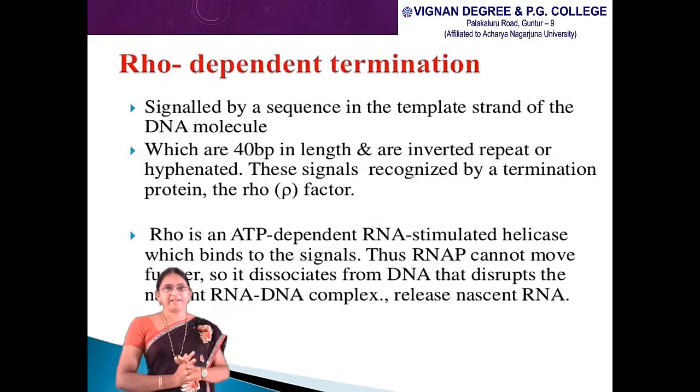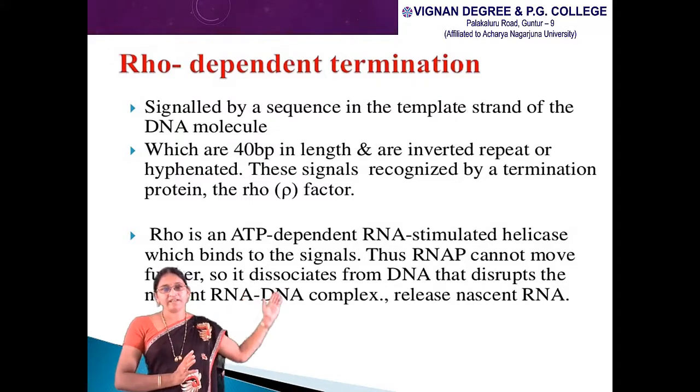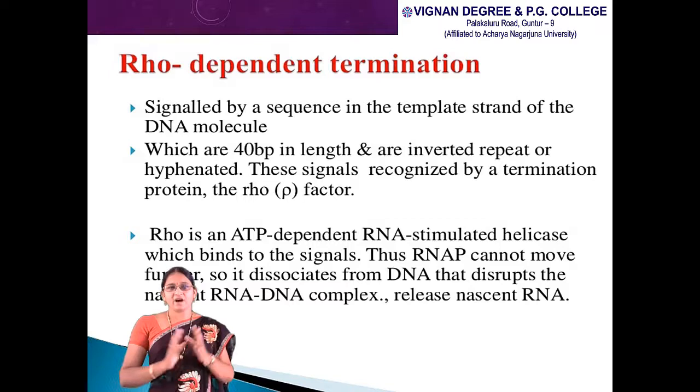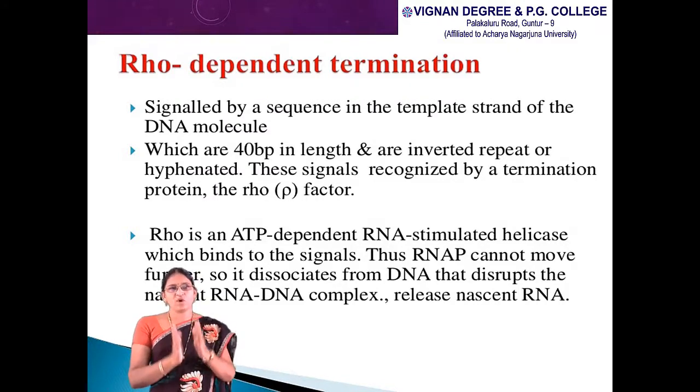Coming to Rho dependent termination. It is signaled by a sequence in the template. That means a special termination signal is found on the DNA, which is about 40 base pairs in length and has inverted repeats. These signals are recognized by a termination protein called Rho factor. So this 40 base pair length of inverted signals is recognized by Rho factor. What is the Rho factor? Rho protein is an ATP dependent, RNA stimulated helicase. Nothing but this is an RNA directed helicase.